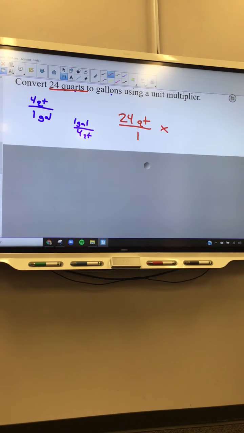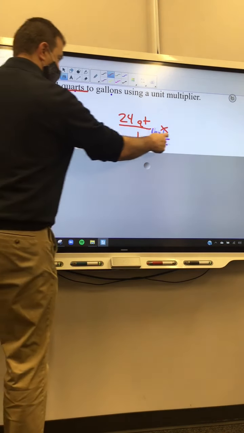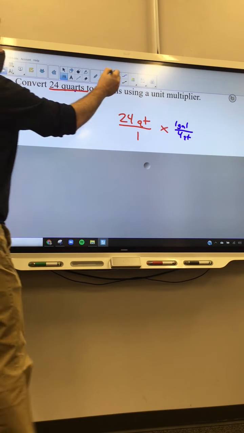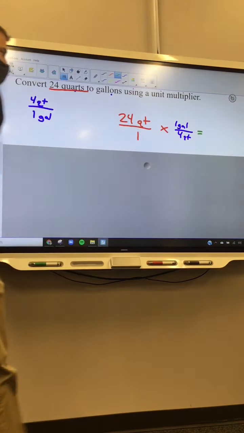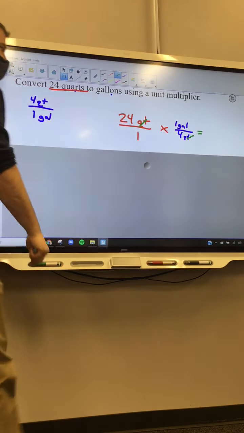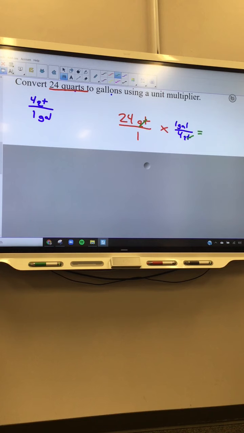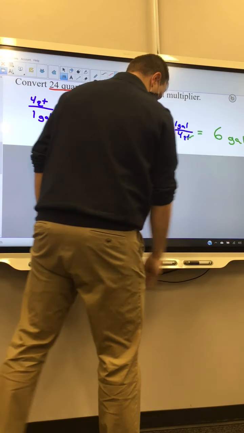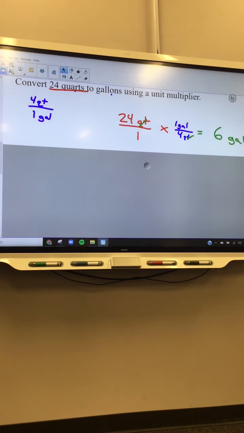Okay, going a step further, you're not there yet. This is the unit multiplier you should have chosen. 24 quarts times the unit multiplier 1 gallon over 4 quarts, so that your quarts cancel out. Looks like I'm going to have 1 gallon times 24 divided by 4, which is 6. Ooh, 6 gallons.